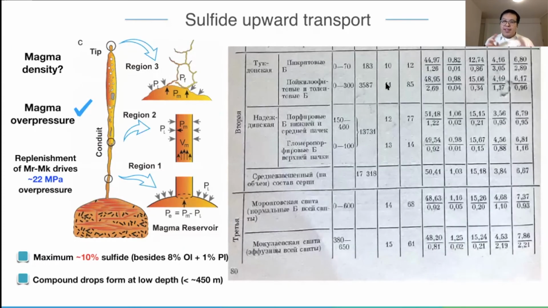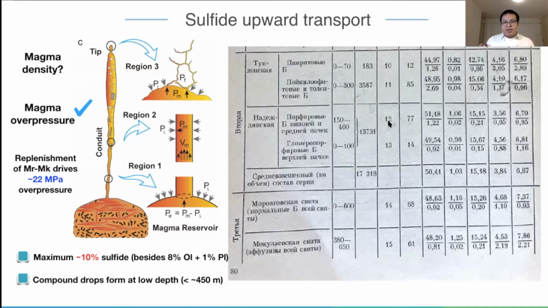In my opinion, the most important thing is the magma overpressure rather than the magma density. Because if the magma still has a large enough overpressure, the magma can still break up the country rock at the top, and then the dike may still continue its transport upward.